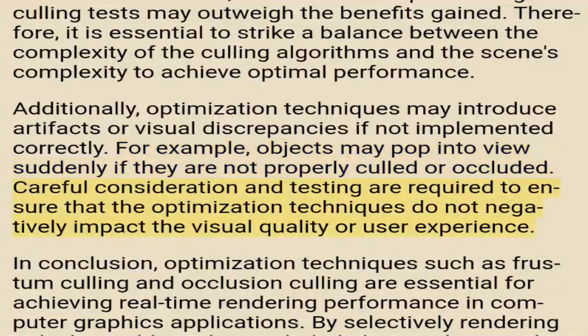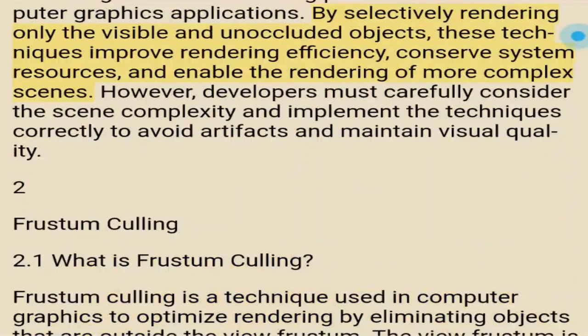In conclusion, optimization techniques such as frustum culling and occlusion culling are essential for achieving real-time rendering performance in computer graphics applications. By selectively rendering only the visible and unoccluded objects, these techniques improve rendering efficiency, conserve system resources, and enable the rendering of more complex scenes. However, developers must carefully consider the scene complexity and implement the techniques correctly to avoid artifacts and maintain visual quality.